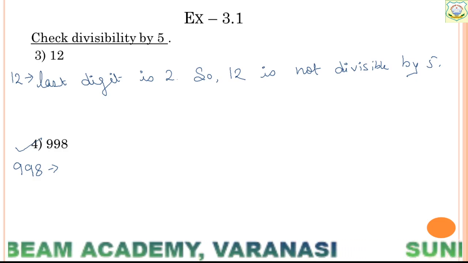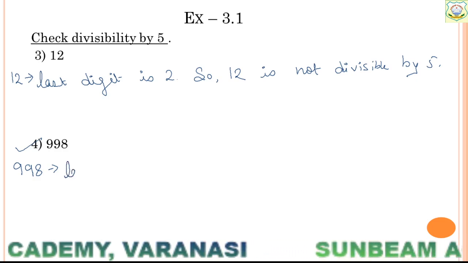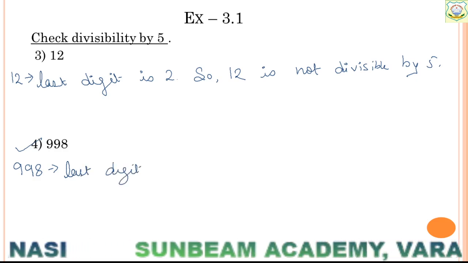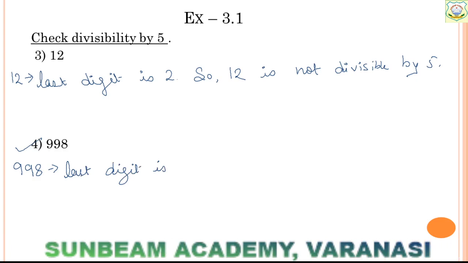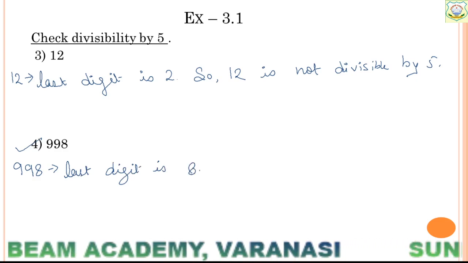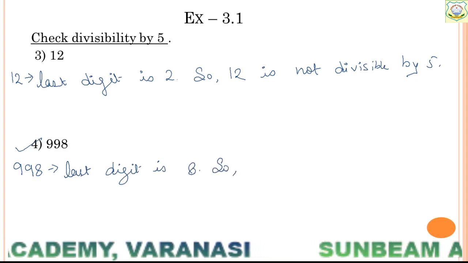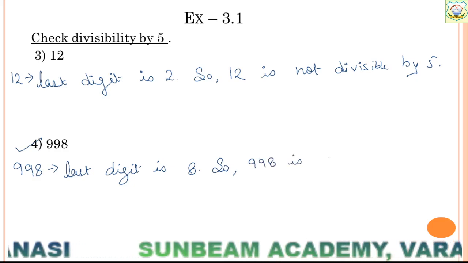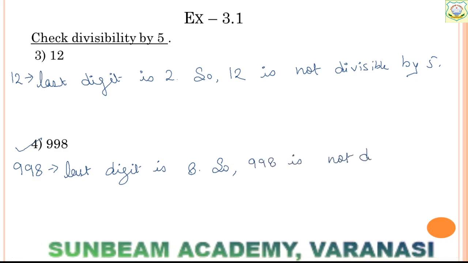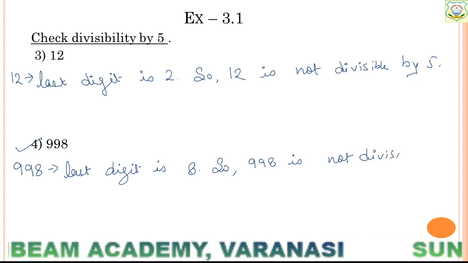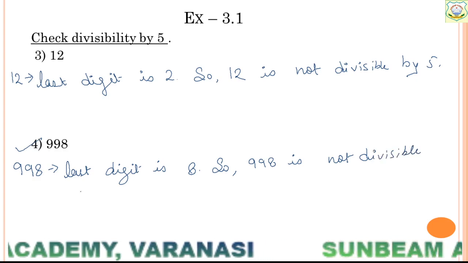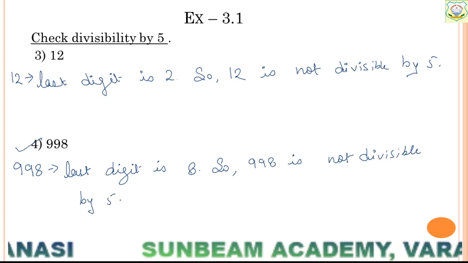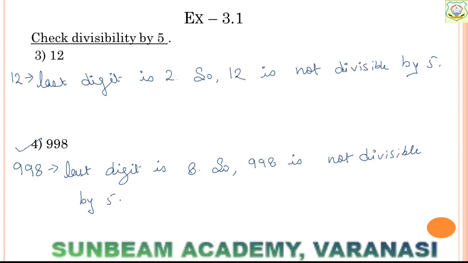So we will be writing in this way. Last digit is 8. So 998 is not divisible by 5. Got it? You have written this only. Then you have done correct.